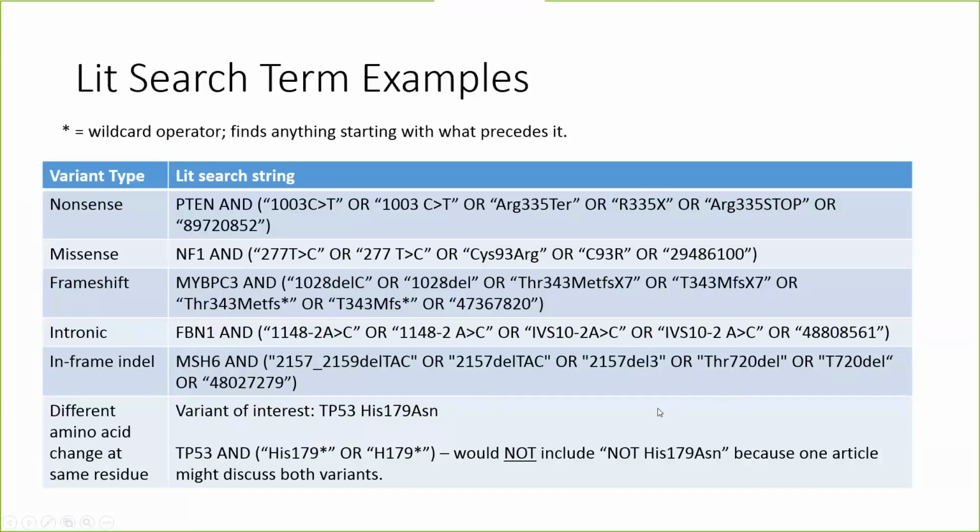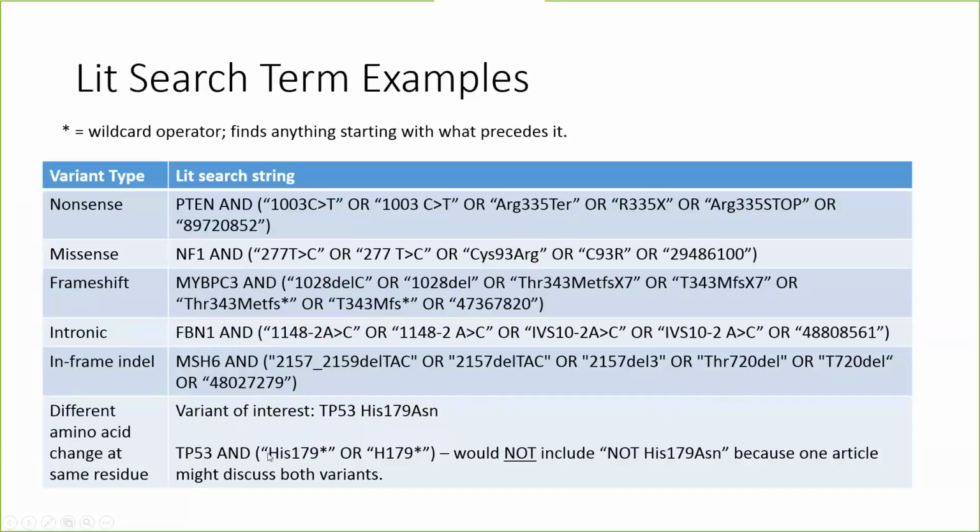Now another one that gets kind of fun and interesting is, let's say you're looking for more literature on variants that impact the same missense change. So you're working up this TP53 variant, histidine 179 asparagine, and let's say I don't find any literature on this specific change, but maybe I want to see if there are other missense changes at this same position that would allow me to perhaps apply the PM5 criteria for a different missense change at the same amino acid residue.